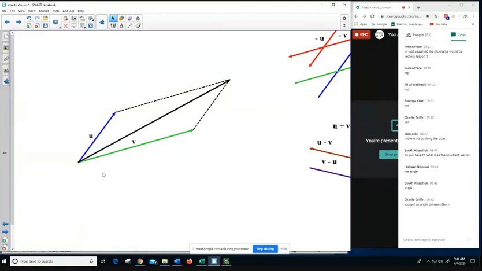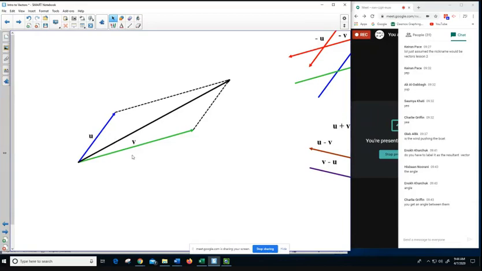So this is our second way of representing the sum of two vectors, as the diagonal of the parallelogram formed by the two vectors being placed tail to tail, all right?